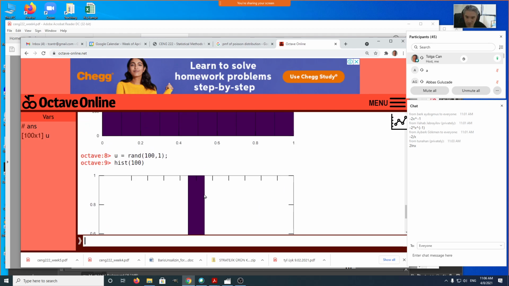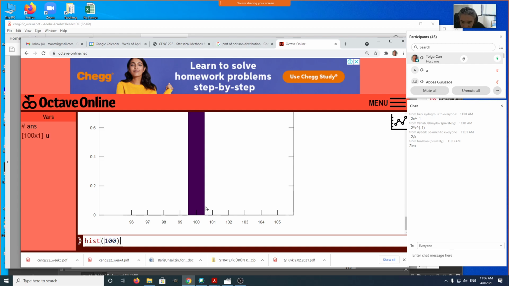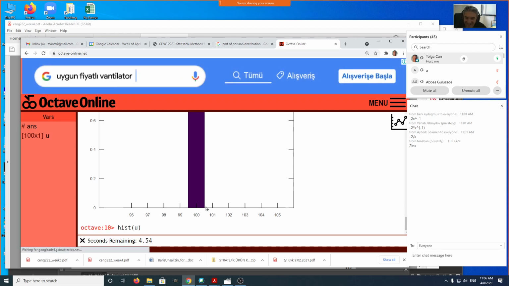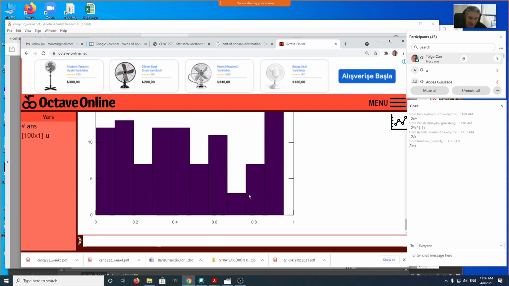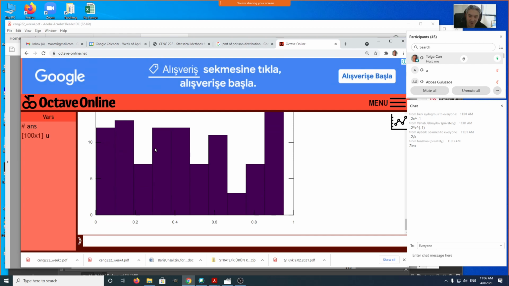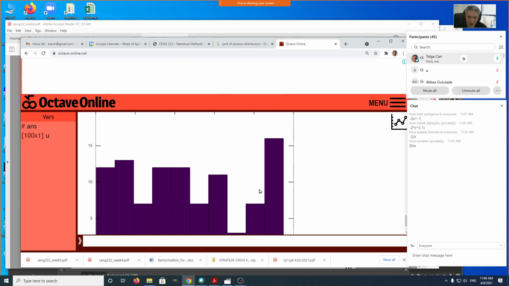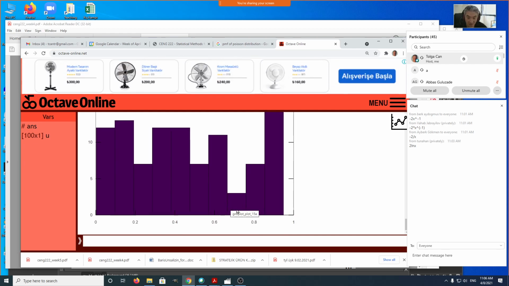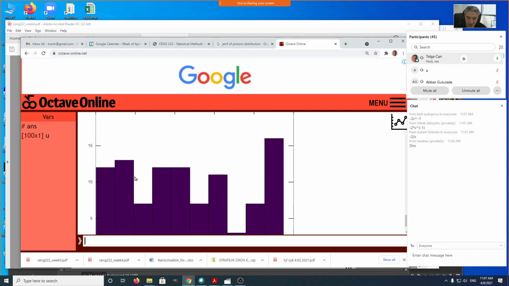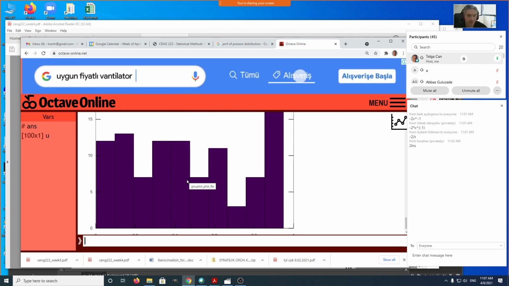Oh, what did I do here? No, histogram view, not 100. Histogram of 100 is just a single point 100, right? So this is when you generate 100 random numbers. As you can see, this doesn't look like uniform. For example, we were unlucky between 0.7 and 0.8. We get a lot fewer numbers. But this is what happens in simulations.